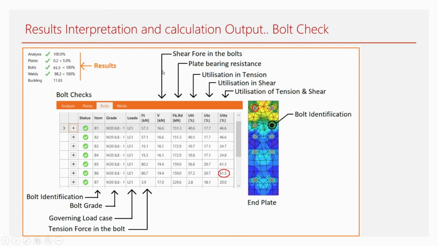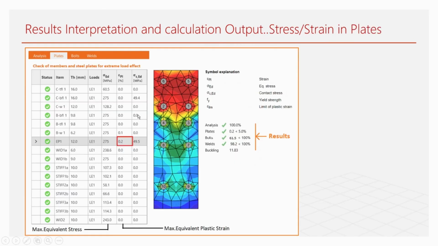So this is how the result can be interpreted on a single screen. You need not go to the output and check the results. It gives the indication on the first screen also. So this is how the bolt results are interpreted.